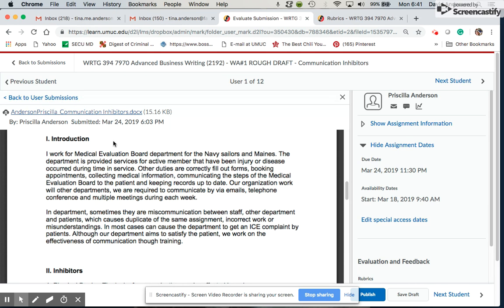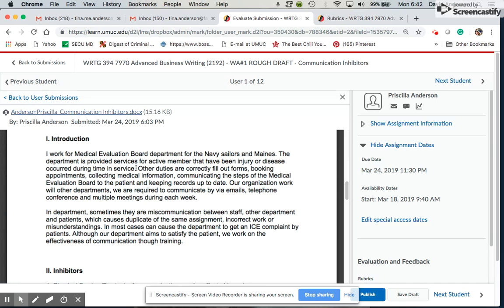Next sentence, the department provides, is provided, does not work. You have a singular and a past tense. You have a present tense and a past tense verb structure there that does not work. The department provides services for active members, there's more than one members, who have been injured or have disease occur during, I would say the department provides services for active members who have been injured during their time in service, period.